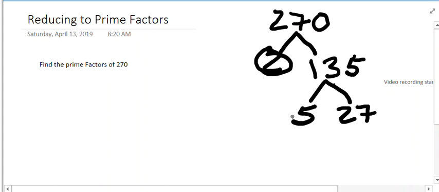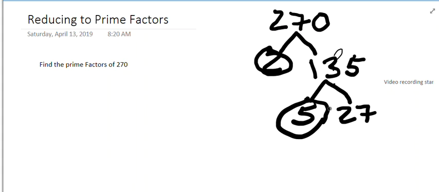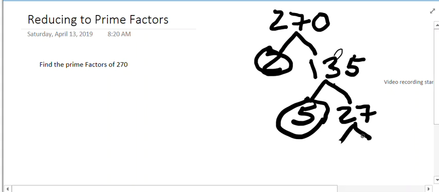Sorry about that, my pen is not working. So 5 is a prime factor, so we're going to circle that. Okay, so now we're at 5 times 27. 5 is a prime factor. So now we know we need to break down 27. So we are going to find the factors of 27.